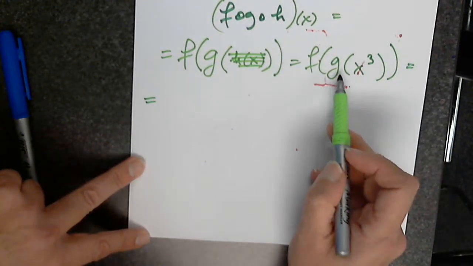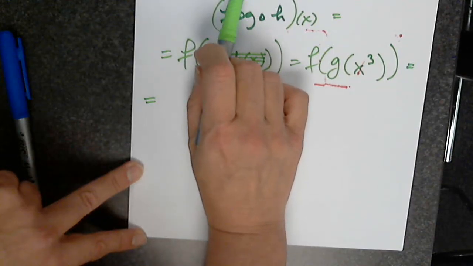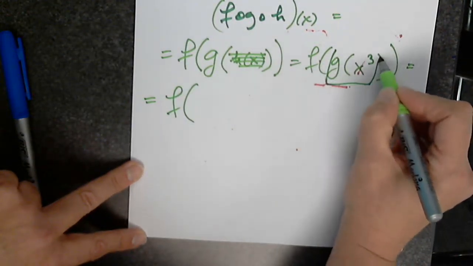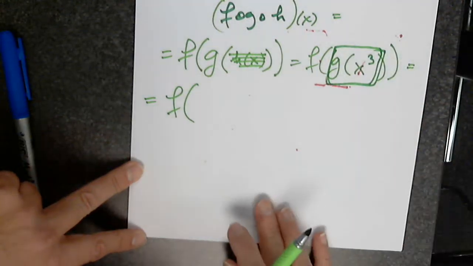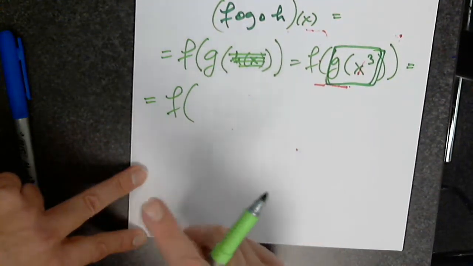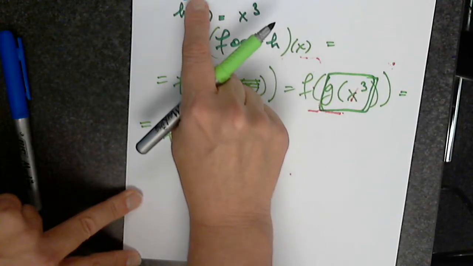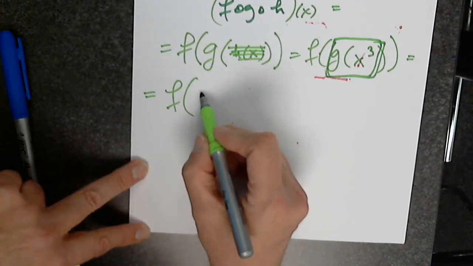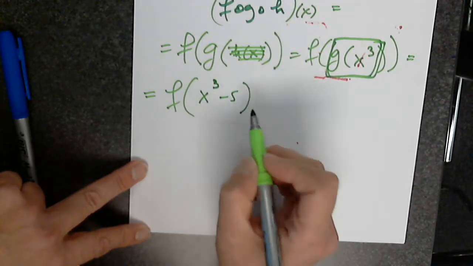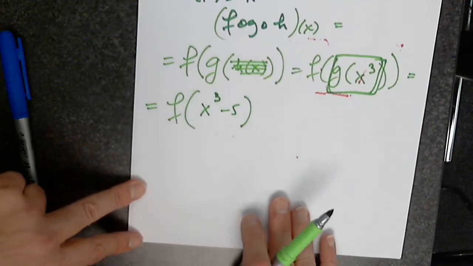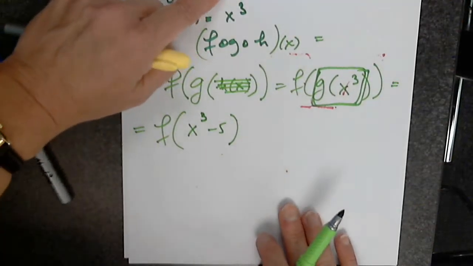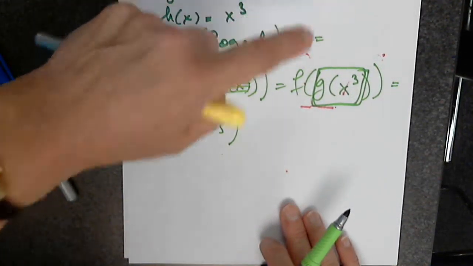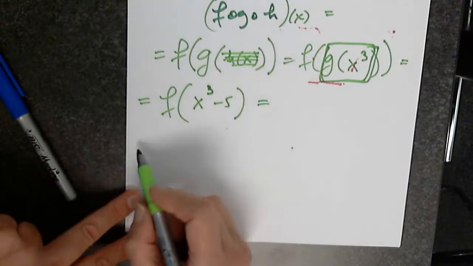Good. So now I look at g. G says whatever minus 5. So I have f of, because now I have to work on this. F, careful. G says whatever minus 5. So minus 5. Now I look at f. F says whatever squared. Then minus 3 times whatever, and then plus 1. So please tell me what to write.